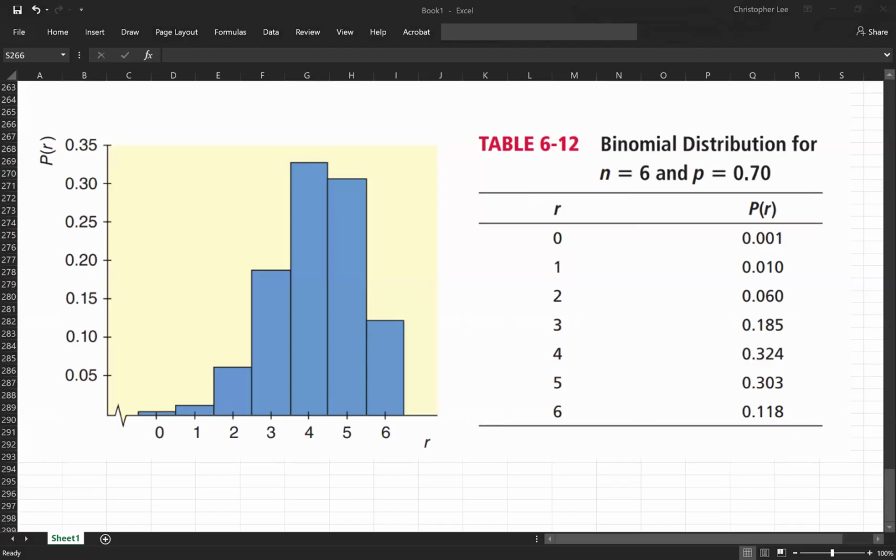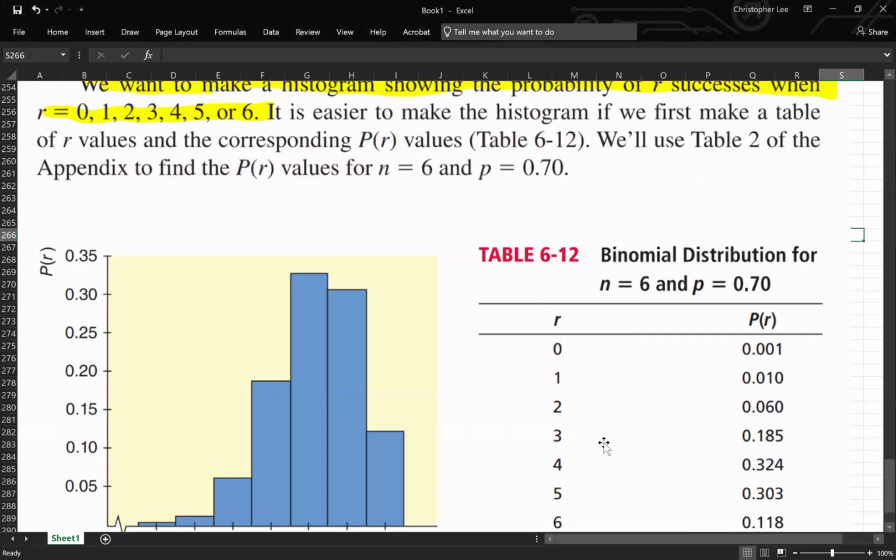Whichever is easier. X is the r value. You can either do them individually, or you can do them added up together. So long story short, you have a number of successes, and you're finding the probability of each number of 0, 1, 2, 3, 4, 5, 6, and you're graphing it. The height of the graph is the decimal numbers that you have here.